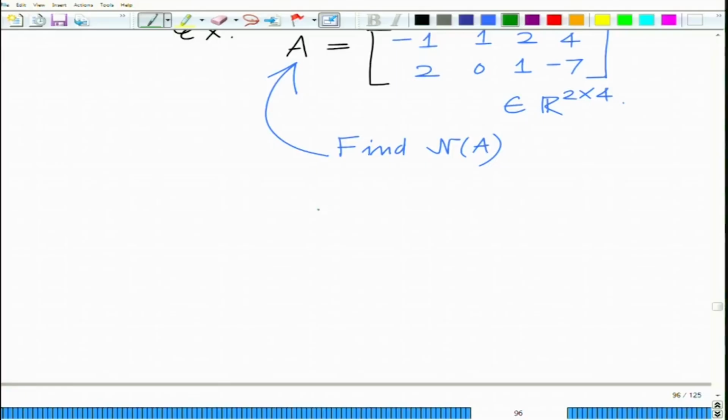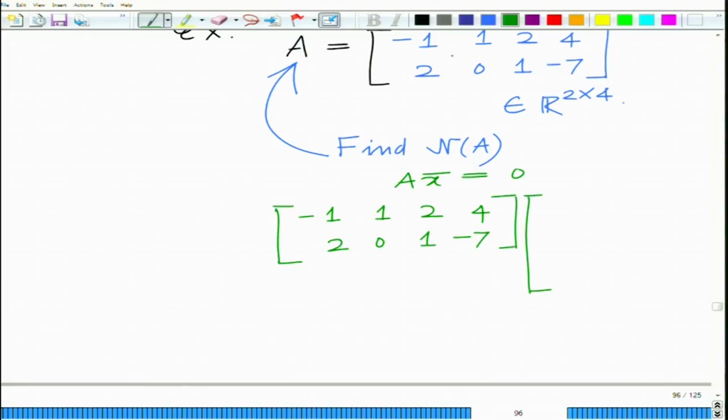So, we want to find the set of all vectors such that A x bar equals 0, which is minus 1, 1, 2, 4, 2, 0, 1, minus 7 times, remember, it is a 2 cross 4 matrix, so you have to multiply this by a 4 dimensional vector x1, x2, x3, x4 equals 0. This is your x bar.